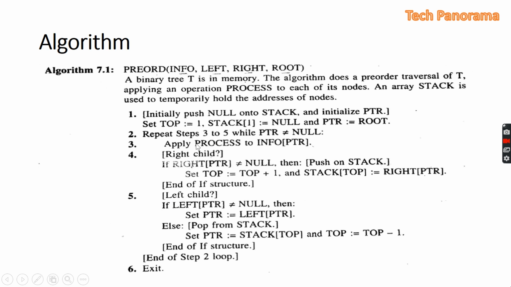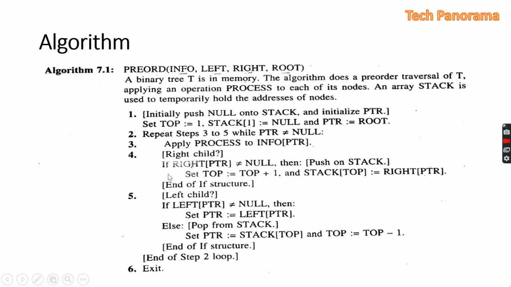So first we will process the root, that is your info of PTR, then we will check its right. If the node has a right child, then we will push it into the stack. Pushing the element needs two steps. First we increment the top, then we insert the element on the top of the stack. The element to be pushed is the right of PTR.